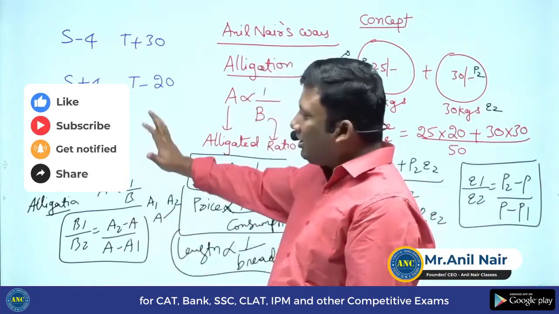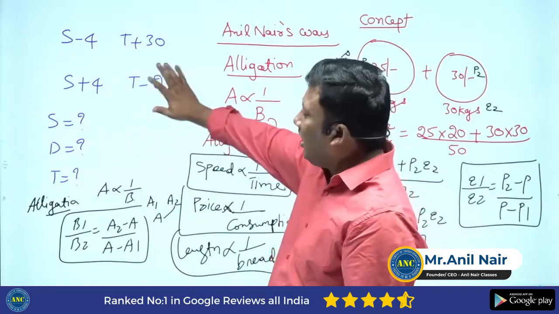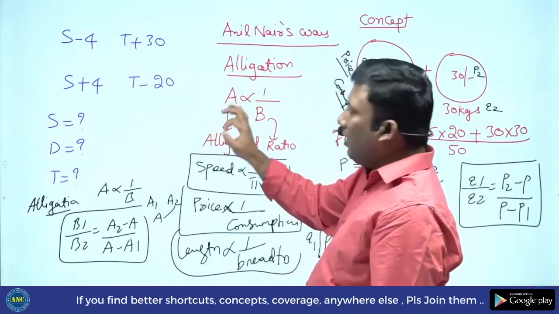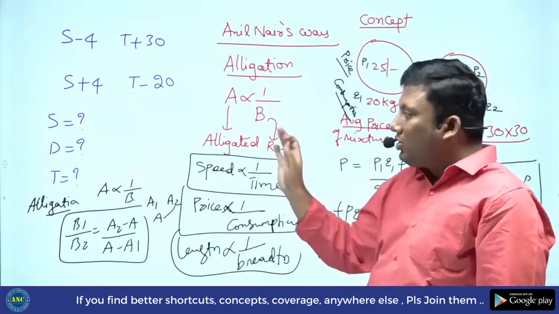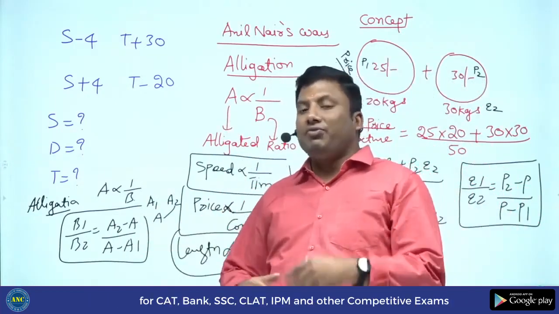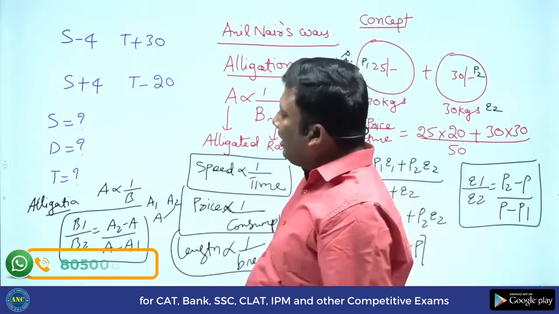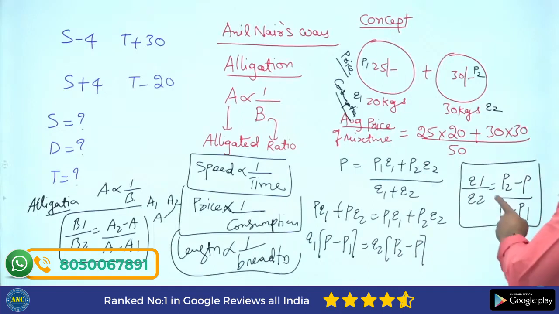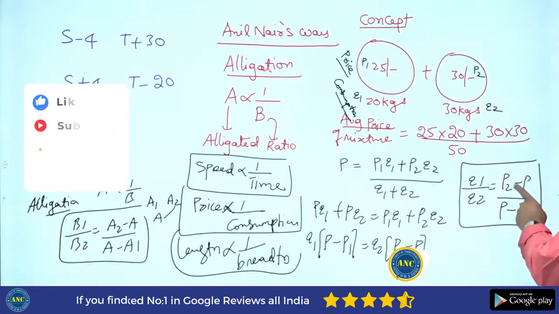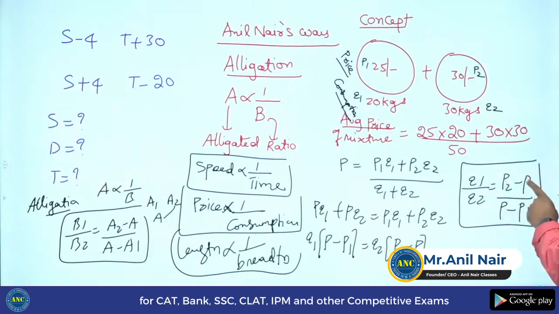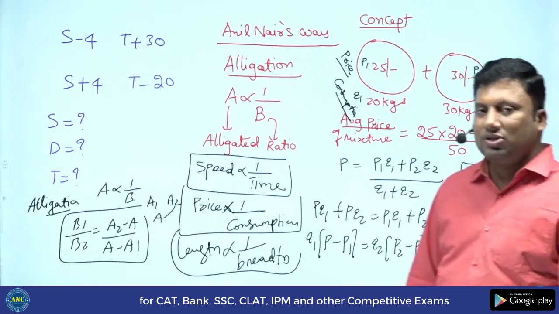This is very important, otherwise you will not understand each and every step. In the first problem we will solve very neatly, step by step. In the second, we will reduce the steps, and in the third one we will write the answer directly. But for that, this is required. See here: P1 is lowest, P2 is highest, P is average. Highest minus average by average minus lowest.